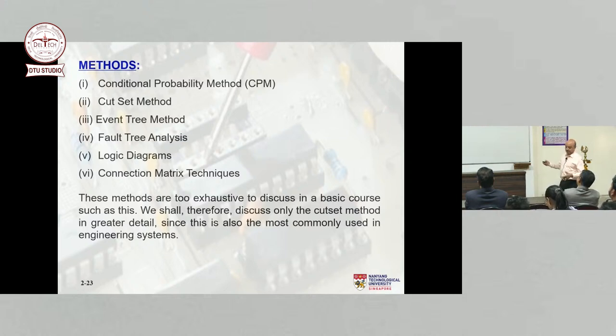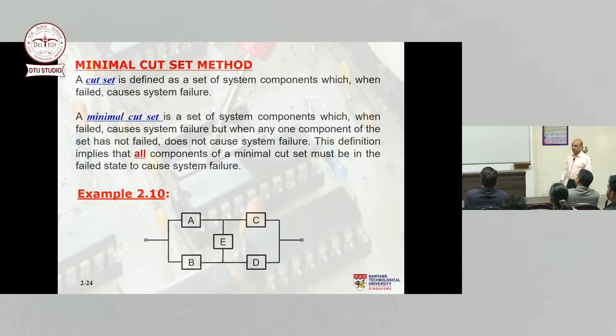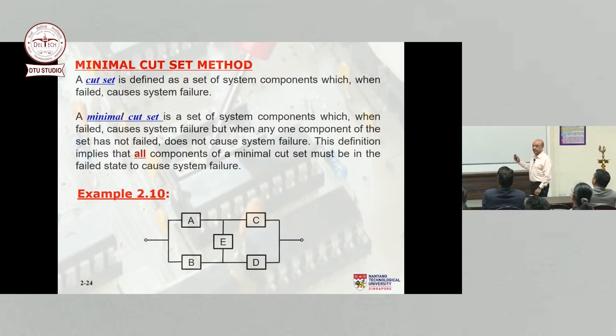Actually the event tree method is also very good, but it keeps growing if the number of components is large. So that's why I think it's better to deal with the cut set method. Why? Because you can also program it. The cut set method is more easily programmed as opposed to the other methods. That is the other advantage. And it is the most commonly used in engineering reliability calculations. So let's see what this method entails. First, we define a cut set. What's a cut set? It's a set of system components which, when failed, causes system failure.